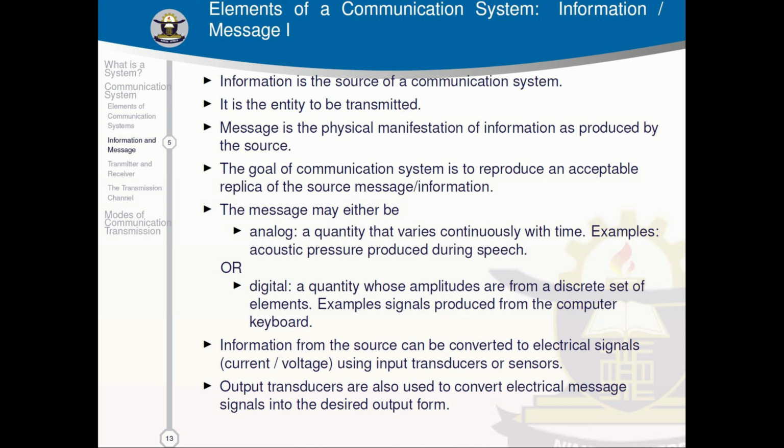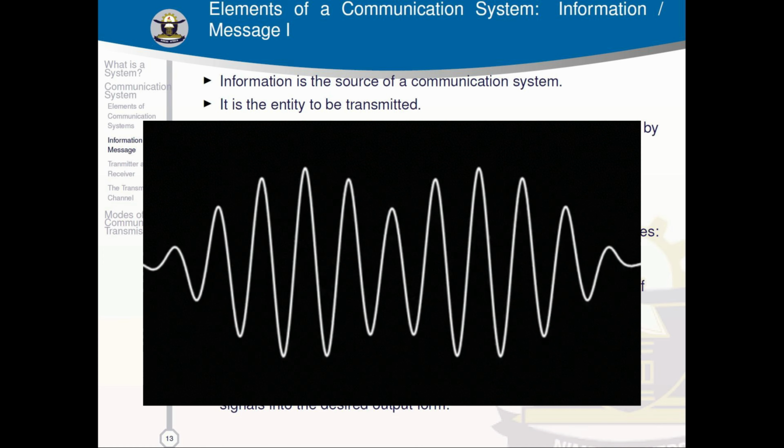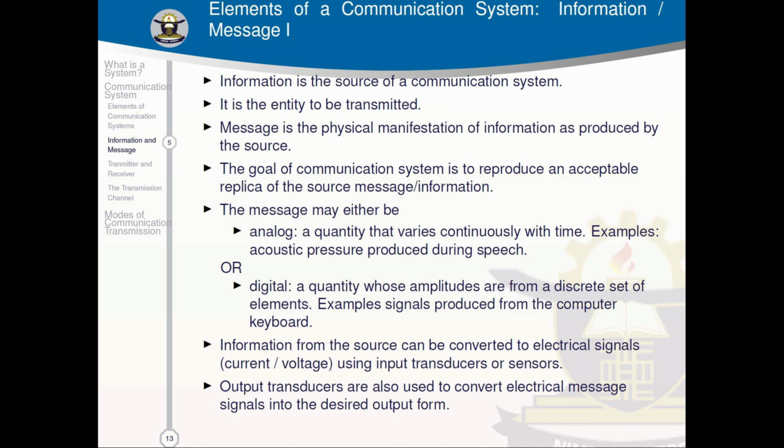Examples of that are the acoustic pressure produced during speech. And if you take a look at a speech signal, it is continuous. There is no break in that signal. However, an analog signal can be converted into a digital form, and that digital form becomes the source message for a certain communication system.